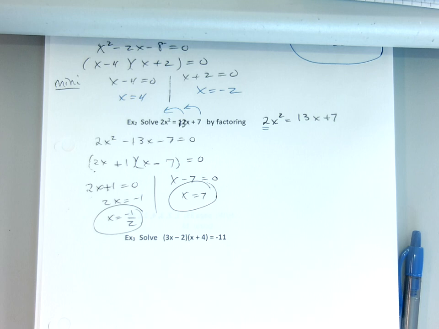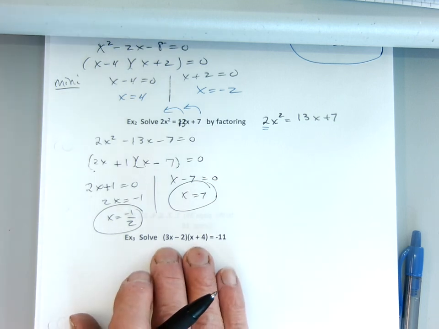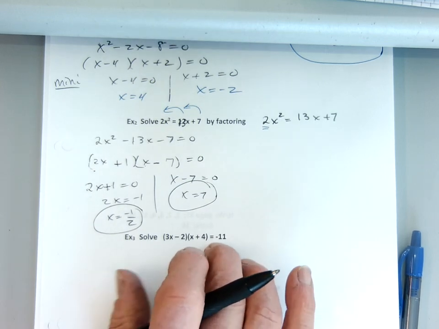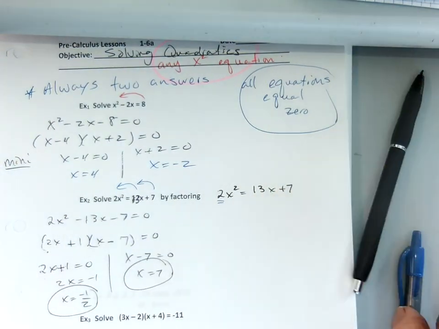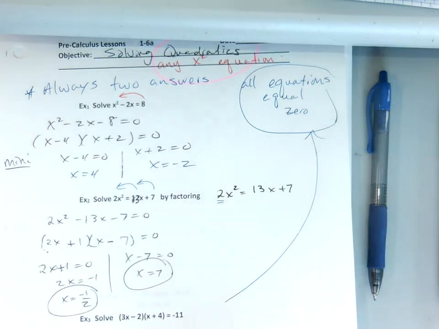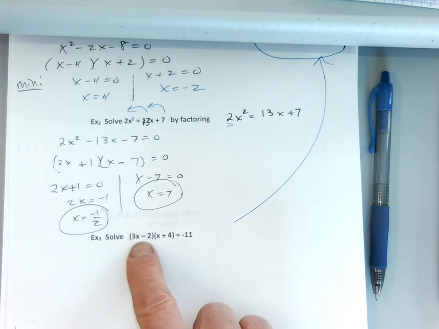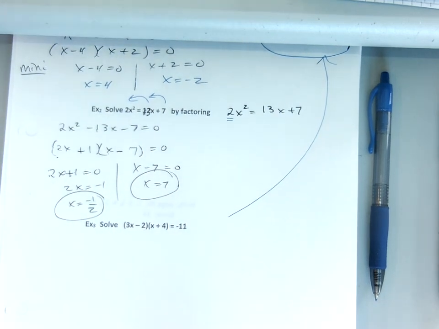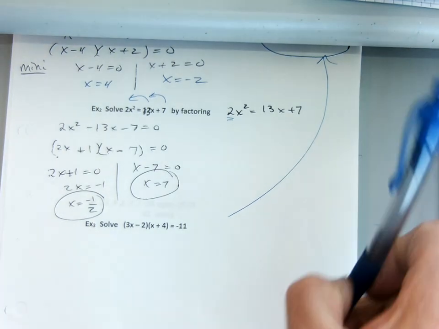Okay, now number 3, you're really tempted to put it into mini equations, but you can't. It must equal 0. It must equal 0. So it won't work. It absolutely needs to equal 0. So what I'm going to do is first FOIL this out and bring over the 11. This takes a little bit of work, so I'm going to go ahead and multiply through.